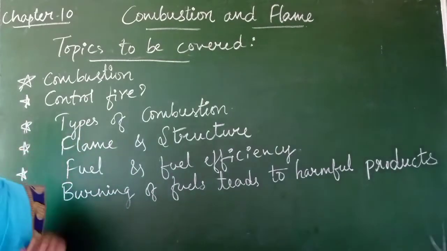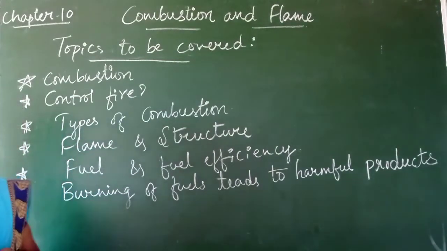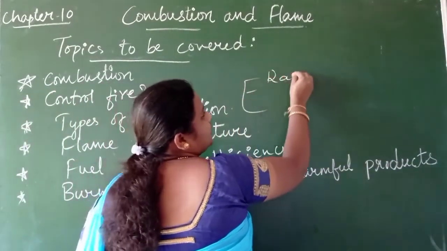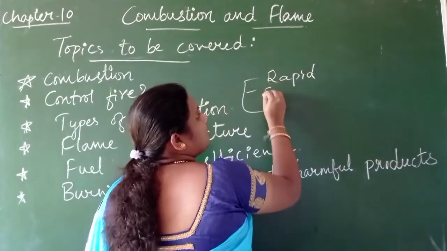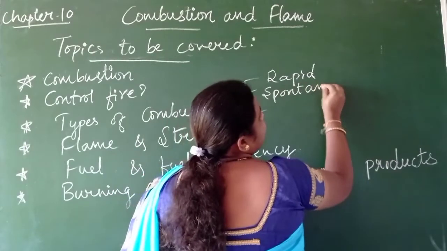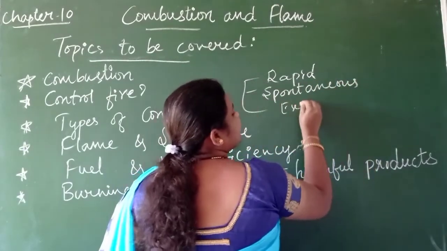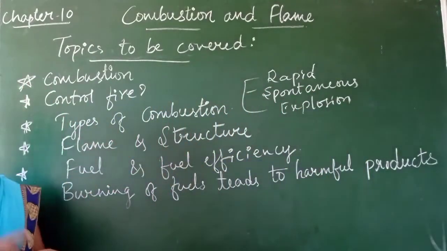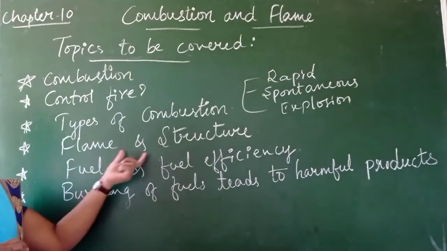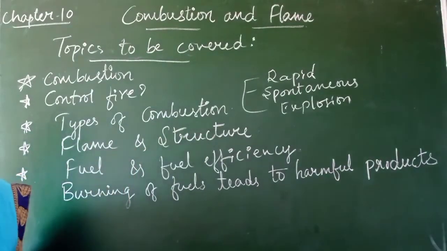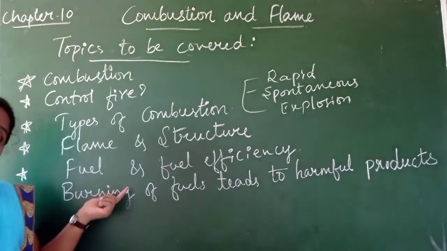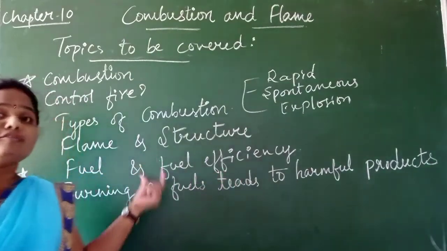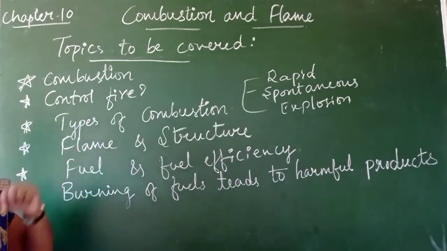Then the next comes the types of combustion. Here we have different types of combustion, children, that is rapid combustion, spontaneous combustion, and then explosion. All these different types we are going to study under the types of combustion. Then we will study what is meant by flame and the structure of a flame. After that we are going to study what fuel means, fuel efficiency, and what calorific value means. All those we are going to study under this topic.